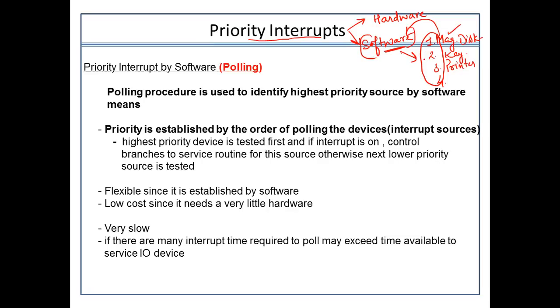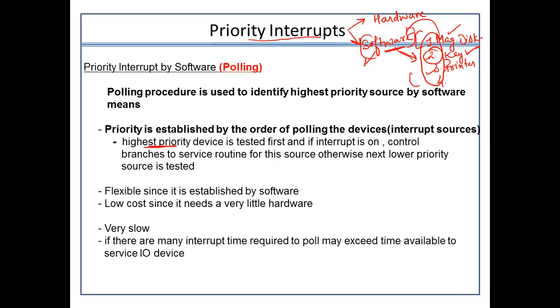Even if one or two priority devices, meaning one or two IO devices, are sending the request, what will happen in that case? The request which has the highest priority will always be serviced first, because the software will always look at the highest priority device. So this is the thing. The rest of the devices will not be taken care of. So here is the thing.